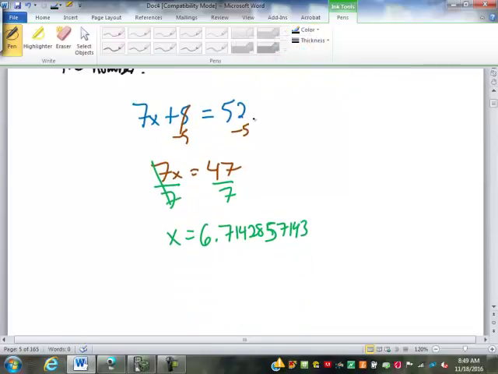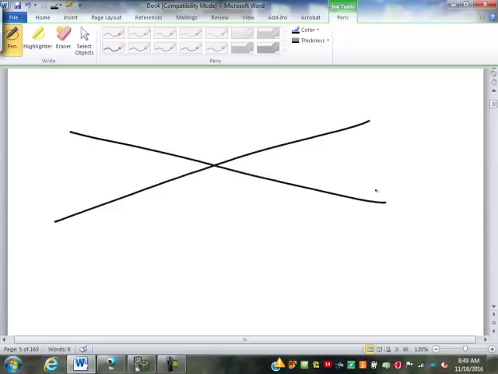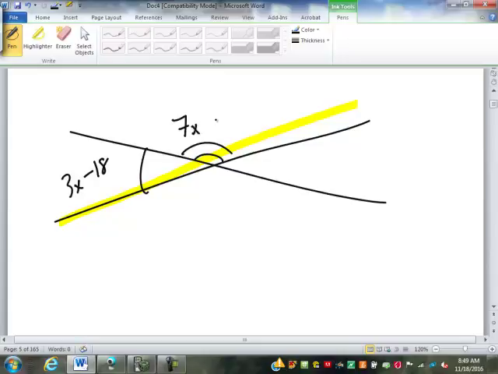Now, there are a lot of other applications these can be used for. We haven't talked much about angles yet, but let's say this angle and this angle. What do I know about the two of them? They make a straight line. How many degrees are they? They add up to 180 degrees. So let's say that this one here is 3x minus 18. This one over here is 7x minus 2.